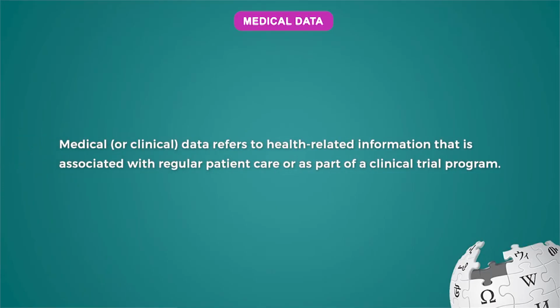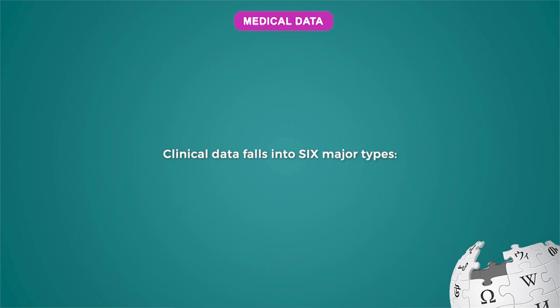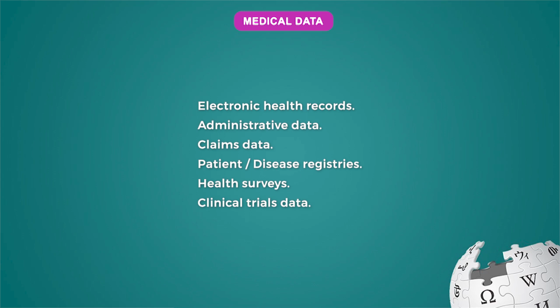Now, coming to the topic medical data, which will be covered by definition and types. So, first definition: medical, that is clinical, data refer to health related information that is associated with regular patient care or as part of clinical trial program. Medical or clinical data falls into 6 major category, that are electronic health record, that is EHR, administrative data, claims data, patient registry, disease registry, health survey, clinical trials data.